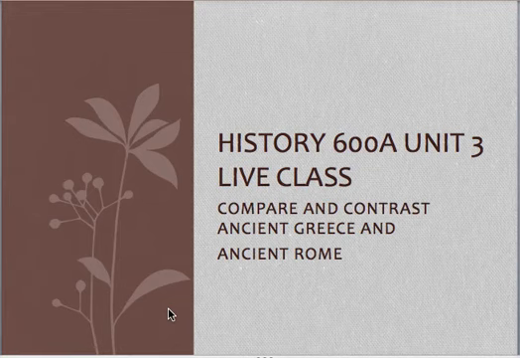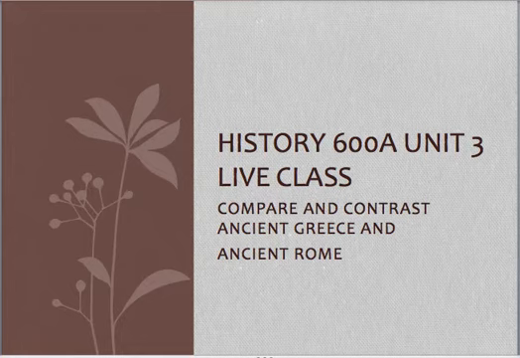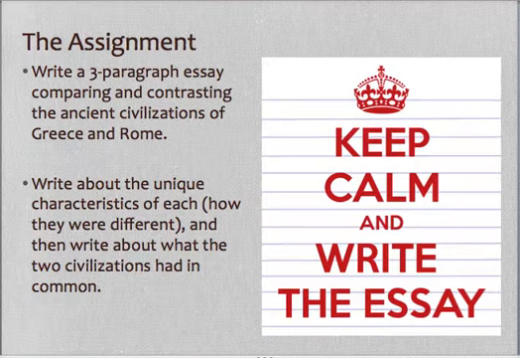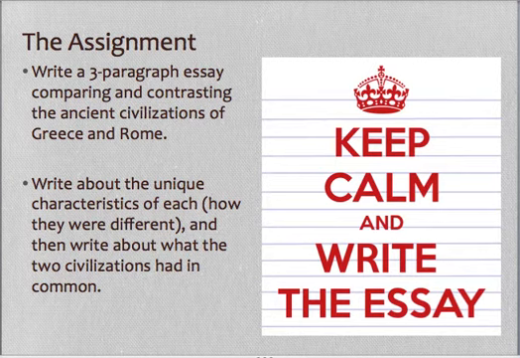Hi, sixth graders. This video will be a little bit of help to you in writing your essay, which comes up next, on comparing and contrasting ancient Greece and ancient Rome. Well, let's get started. Your assignment is to write a 3-paragraph essay comparing and contrasting the ancient civilizations of Greece and Rome. You will write about the unique characteristics of each, how they were different, and then write about what the two civilizations had in common.